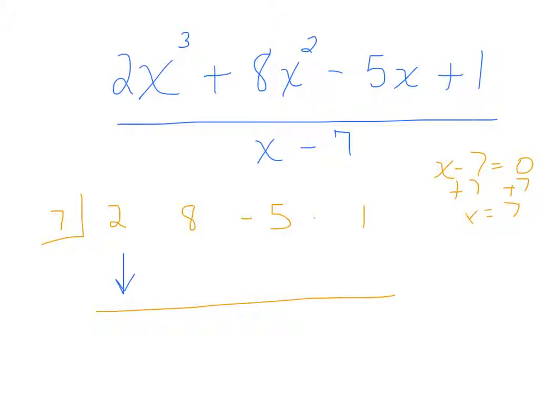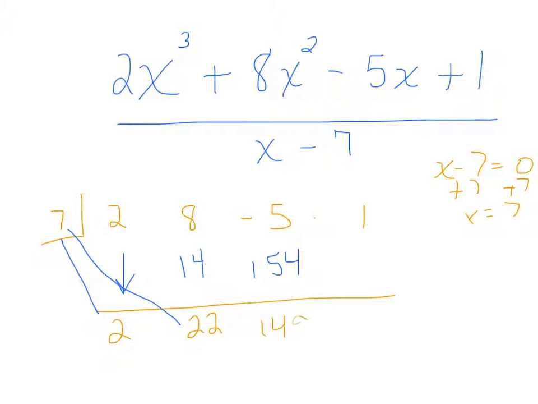Bring down that first number and multiply. 7 times 2 is 14. The answer goes in the next column. Add those two together and you get 22. Then 7 times 22 is 154. 154 minus 5 is 149.